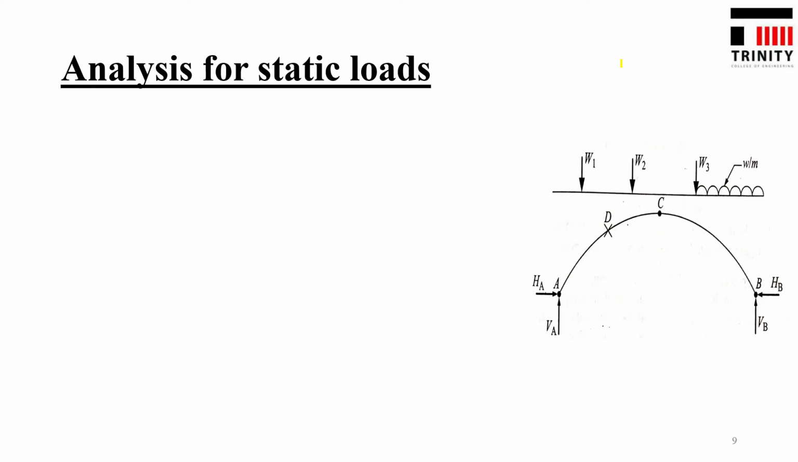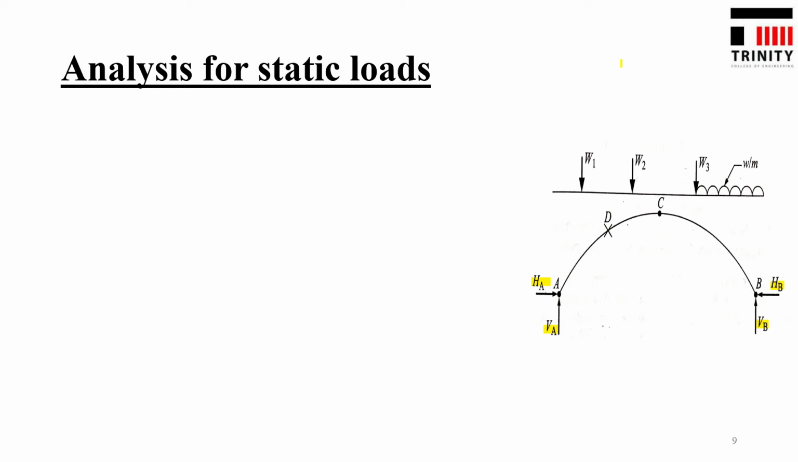The free body diagram has, for support A, vertical reaction VA and horizontal reaction HA, and for support B, vertical reaction VB and horizontal reaction HB. Since the horizontal force remains constant throughout the section, HA will be equal to HB.